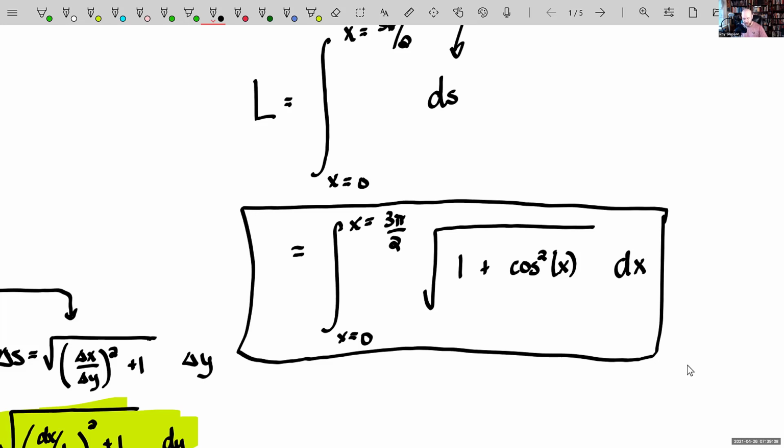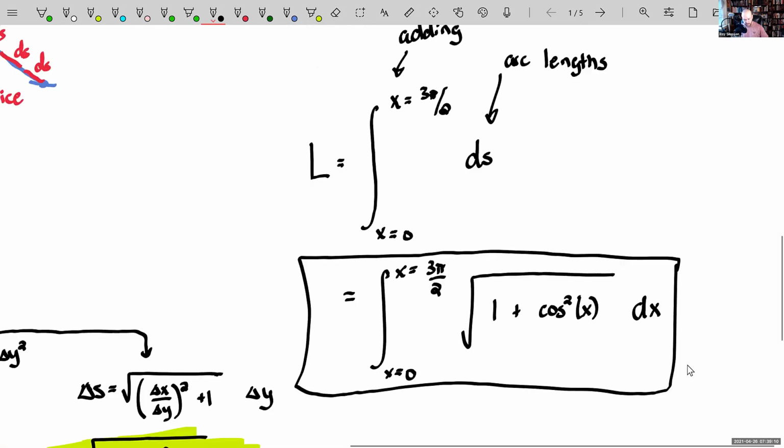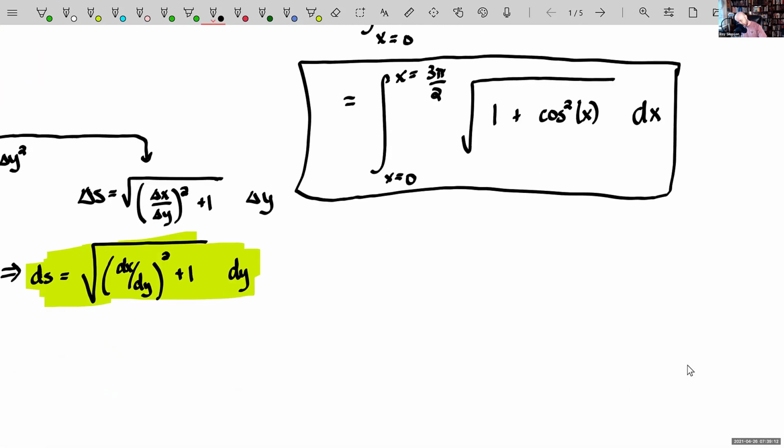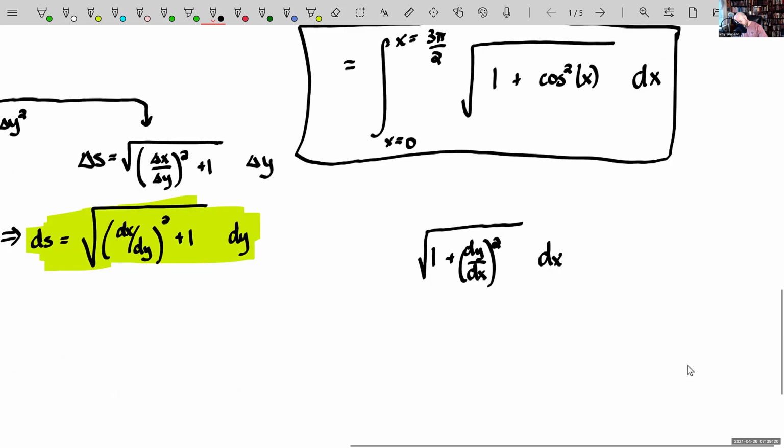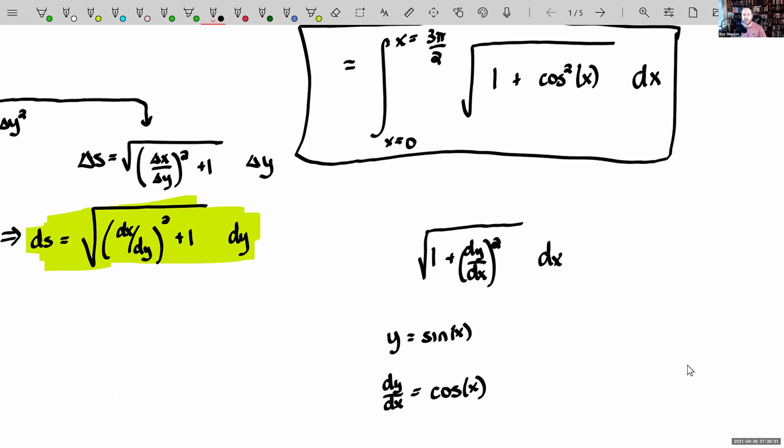So that's something that you'll have to do. And obviously, just asking, why is it cosine squared? It's because it's the square root of 1 plus (dy/dx) being squared, dx, and y in this case was sine of x. So dy/dx is cosine of x. And then we're going to square it.